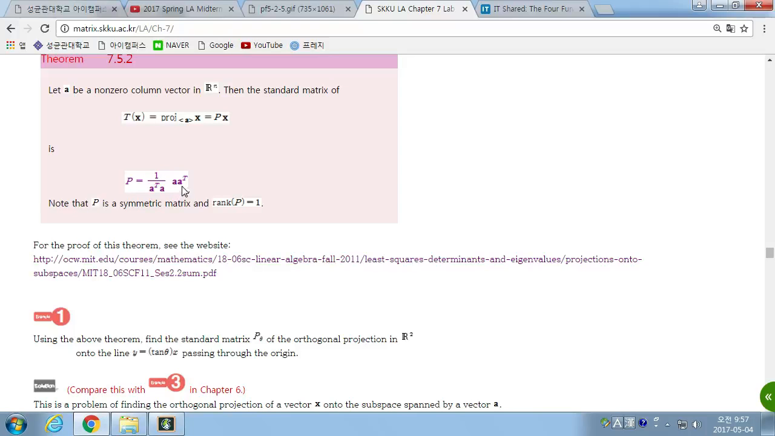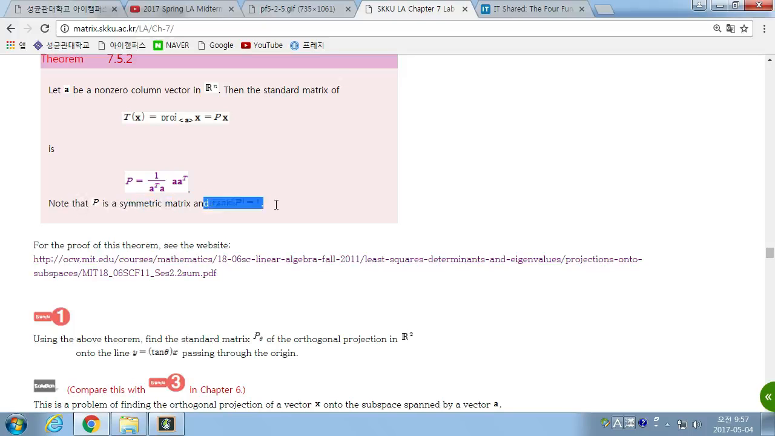But what about A A transpose? A is n by 1. A transpose is 1 by n. So if we multiply, it gives us an n by n matrix. So this P is a matrix. P is a symmetric matrix.